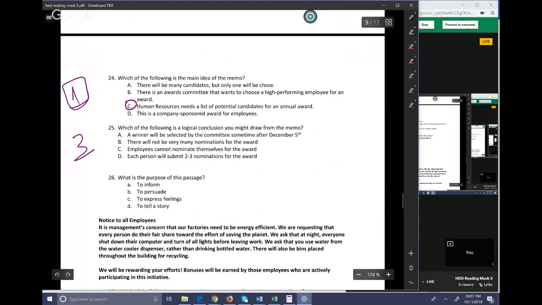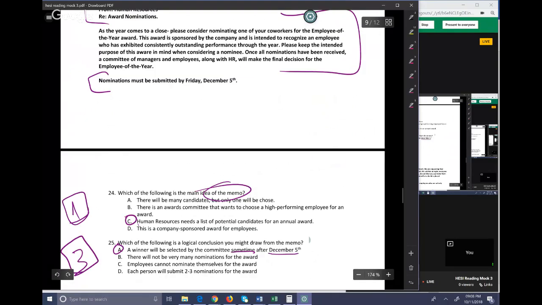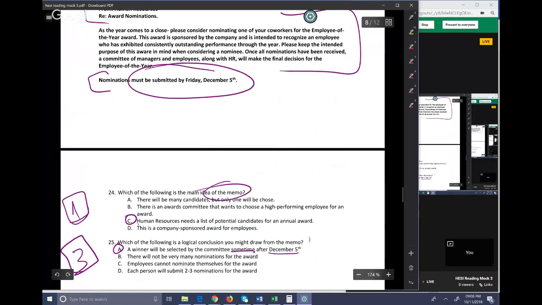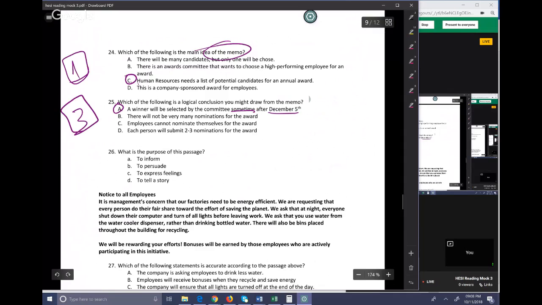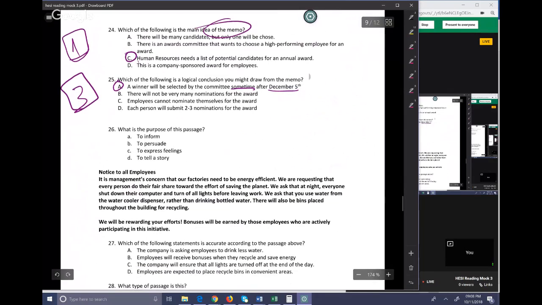25 says which conclusion you can draw from the memo. Again, they're giving you a hint that this is a memo. A is the thing that we can draw. A winner will be selected sometime after December 5th. So sometime is general enough that we can say that without information that's specific. We get this inference because you have to submit your nominations on that day. So it's fair to assume they can't select the winner prior to that, but that sometime after they get all the submissions, then they'll make a decision.